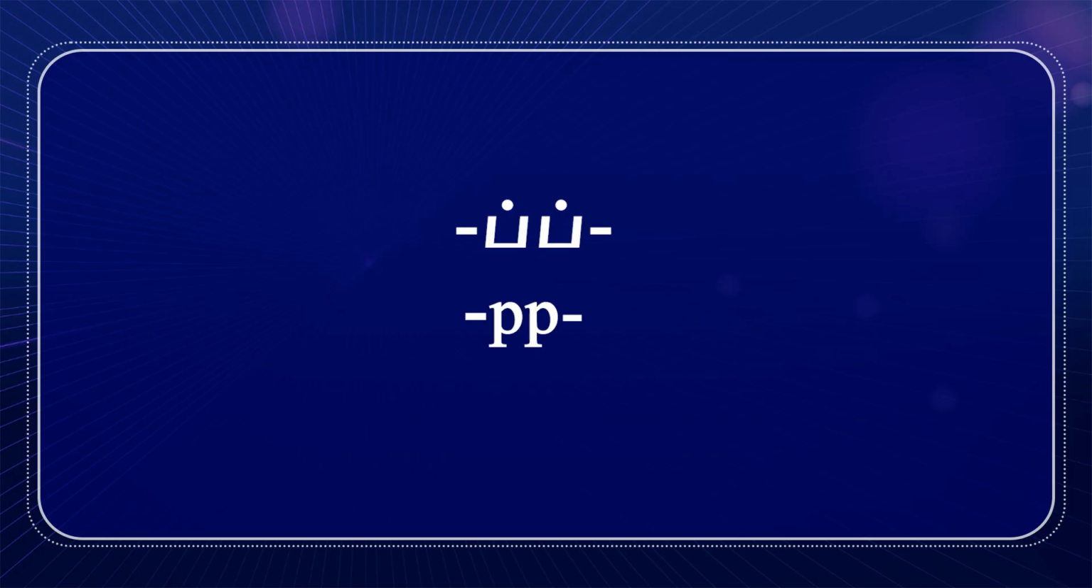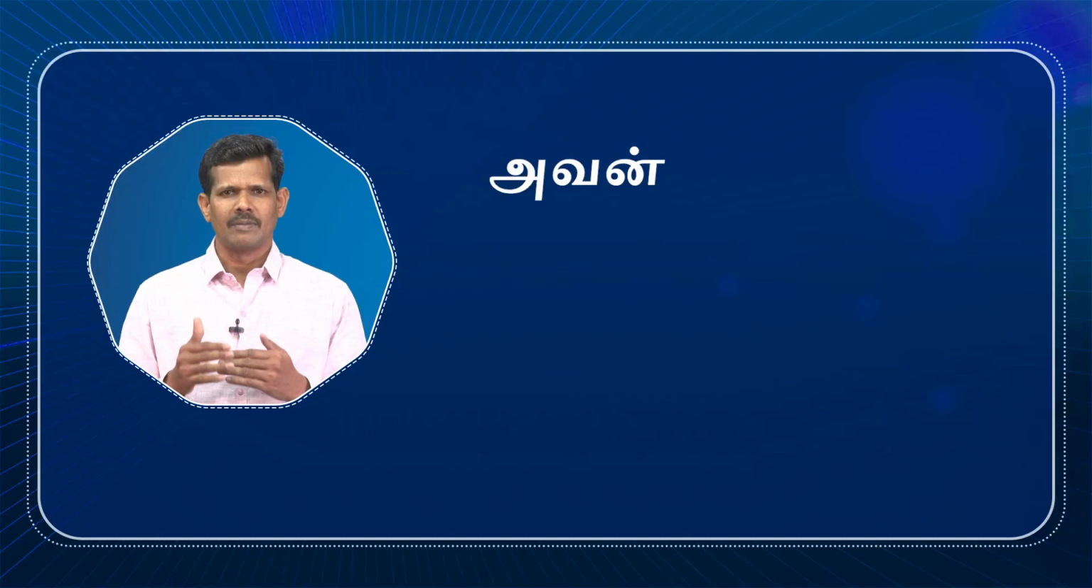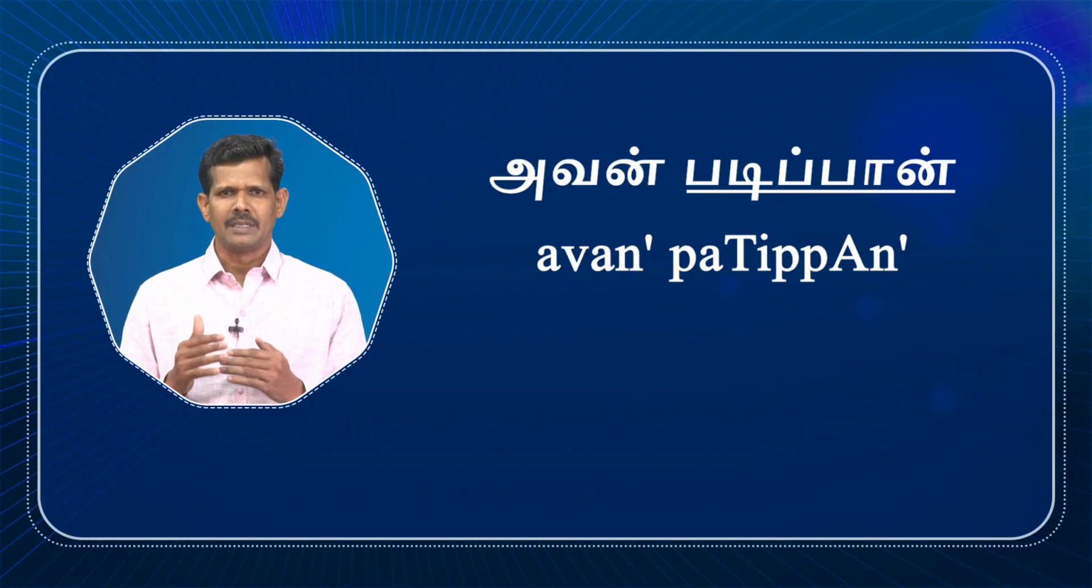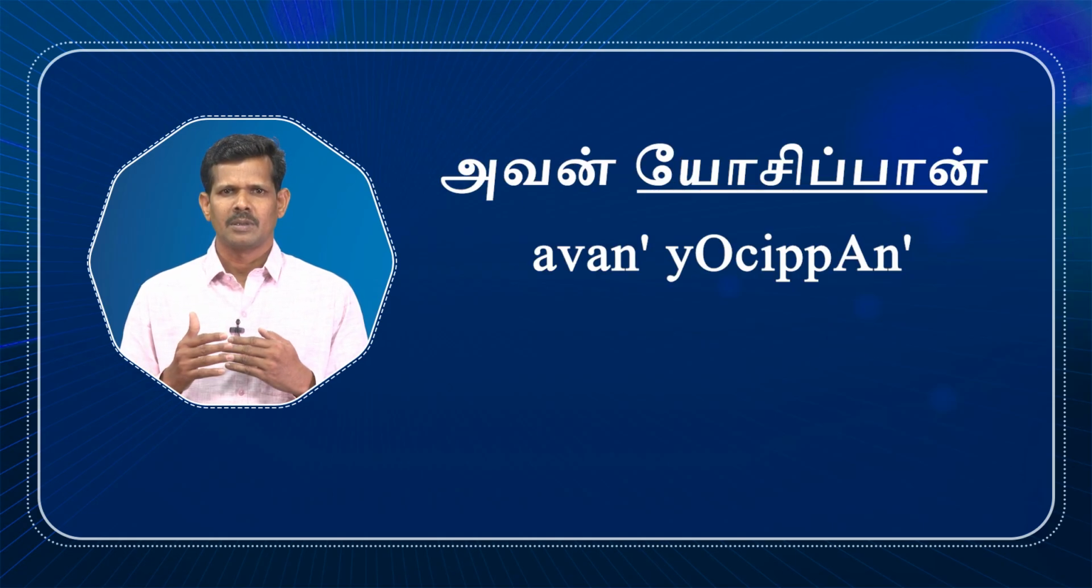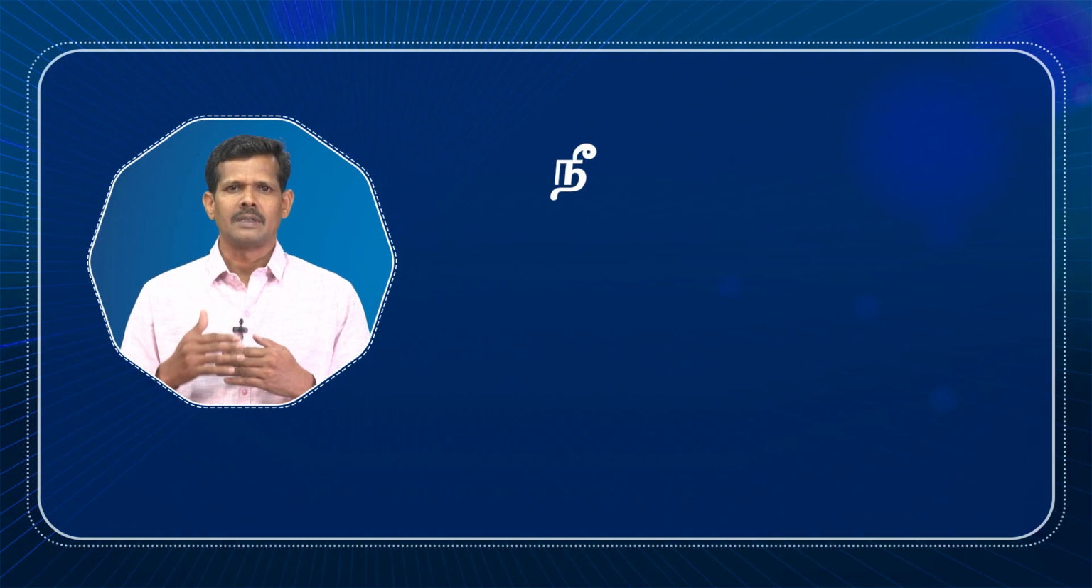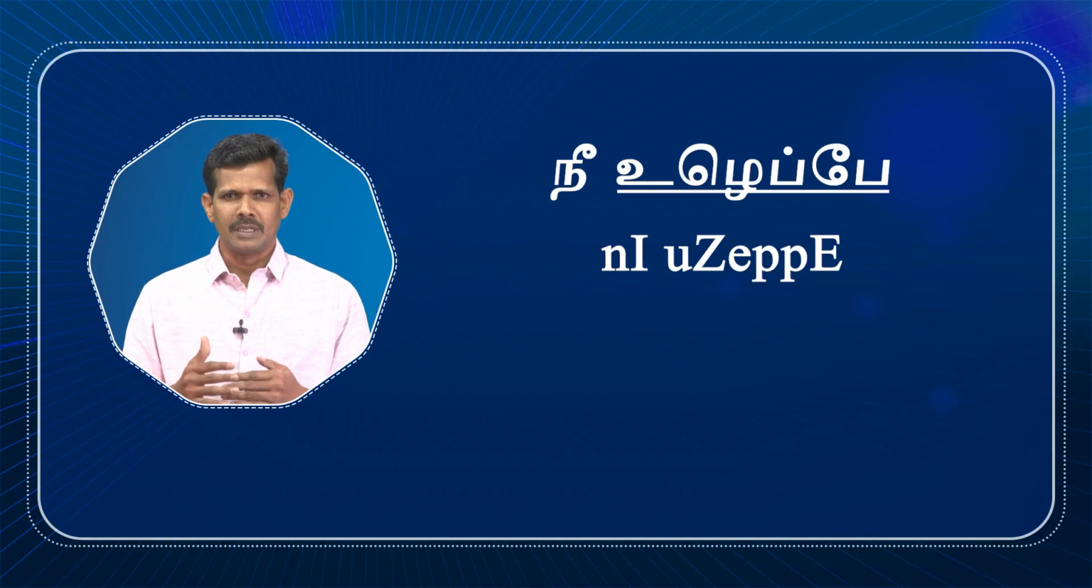Now we will discuss the future tense, which is called Edirgalam in Tamil. In the beginning, let us take into account ip or double p as future tense marker, and we will see some of the examples. Avan padipan means he will read. Avan yosipan means he will think. Ni uழைப்பே means you will work. In the above examples, the underlined words are future forms of finite verbs.